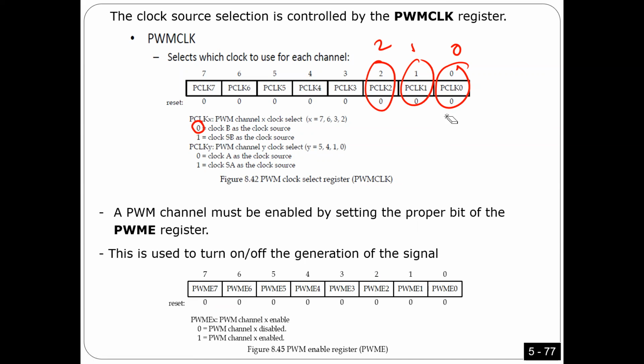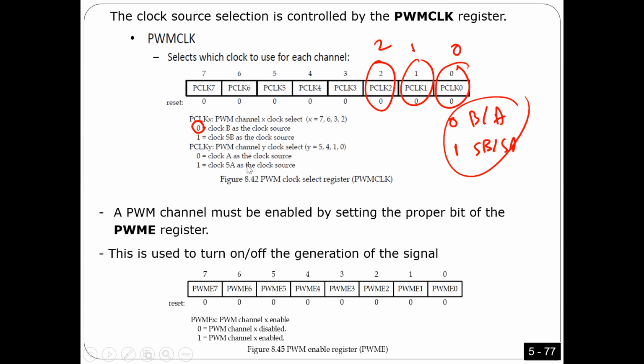So here 0 for B or A, 1 for scale to B or scale to A. That's it. Very simple. Again, every channel has 2 sources of frequencies, right? You can select every. That's why in this register we have 1 bit for every channel to select. You need this one or this one, okay?